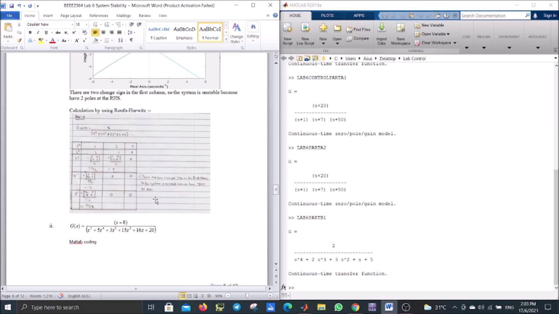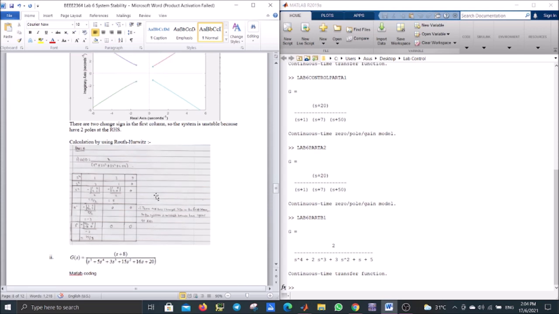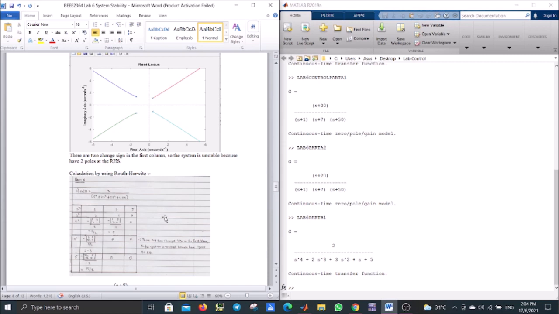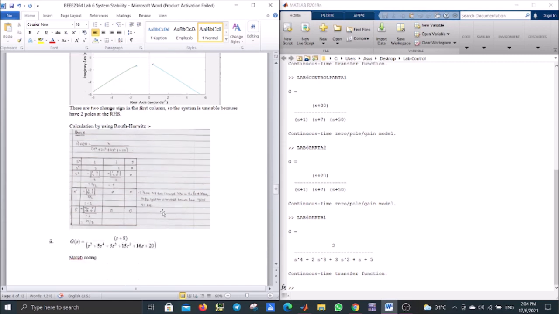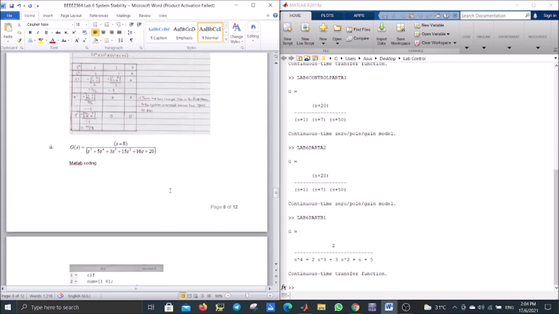So I have jotted down the result, that is there are two sign changes in the first column. So the system is unstable because there are two poles at the RHS. So for part B1, the result is the graph is unstable because there are two poles at the RHS. Okay, that is for part B number 1.